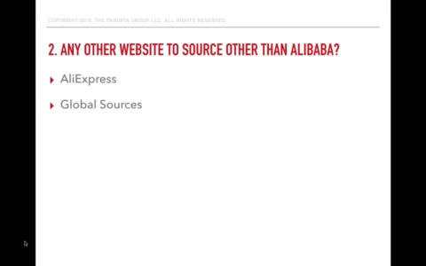Number two, any other website to source from other than Alibaba? So here are a few names. AliExpress is one that I like. Global Sources, DIY Trade. Again, there are many others such as these. These are just some of the more well-known and popular ones. Obviously, Alibaba is the most well-known of all of these.